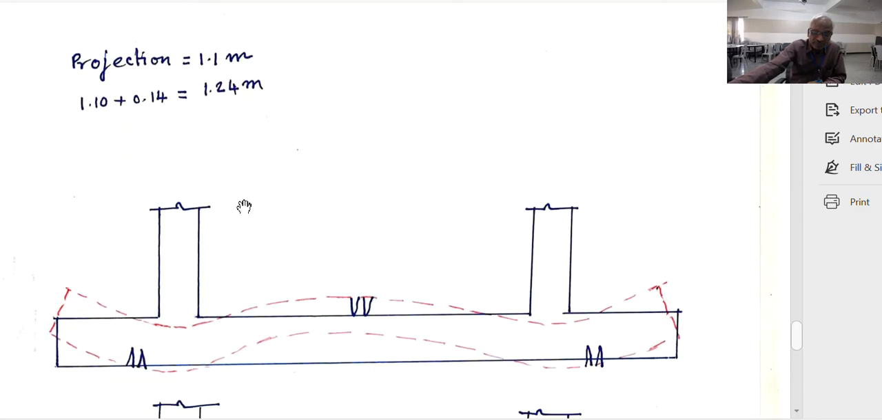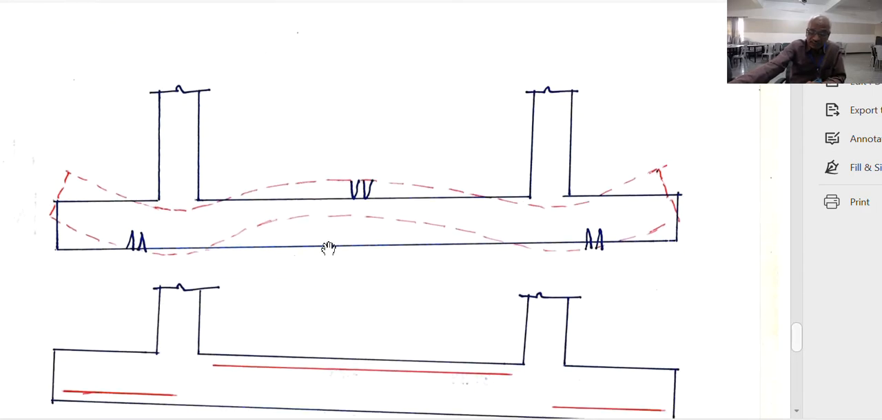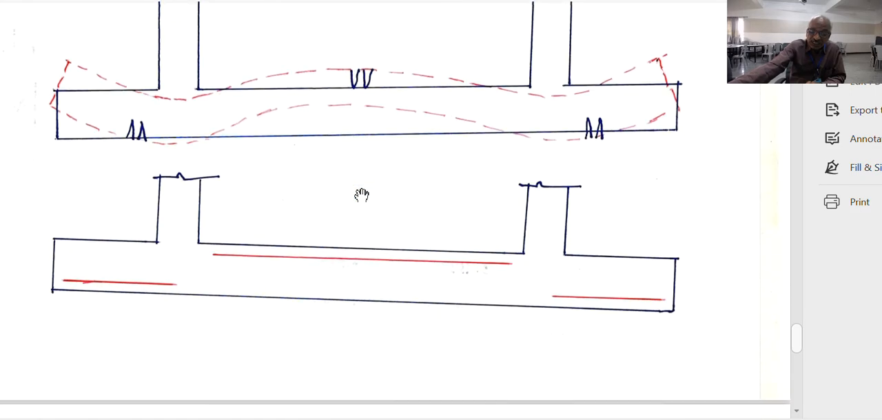Right. Now before proceeding further, we will just show the behavior of the wall. Here at the center, it is subjected to net upward pressure. So due to the net upward pressure, you will have a hogging moment like this. When the tank is empty, the hogging moment like this will cause tension at the top.